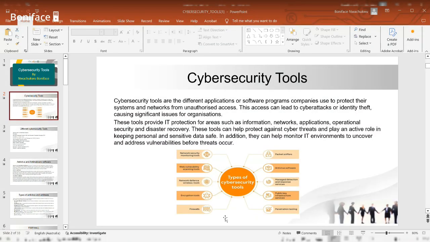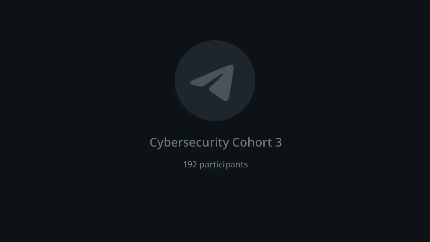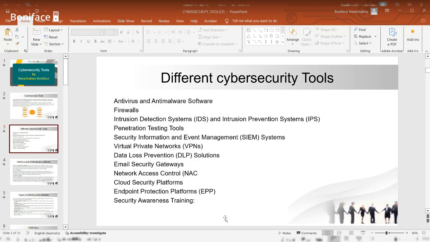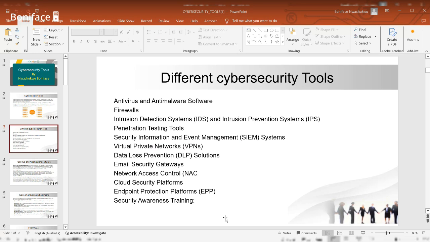Moving on to the next. Different cybersecurity tools. You can go through all of them yourself, but I would like to dwell on some. Antivirus and malware software, we talked about it in the previous class. Firewalls, IDS, IPS, we'll look at all of them extensively later.